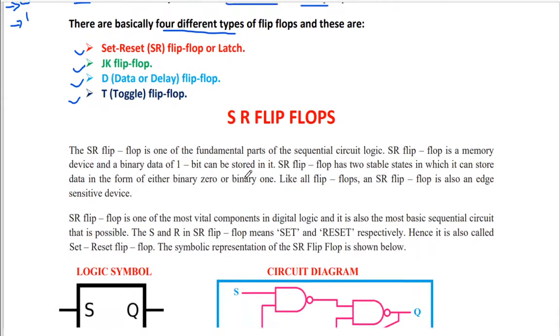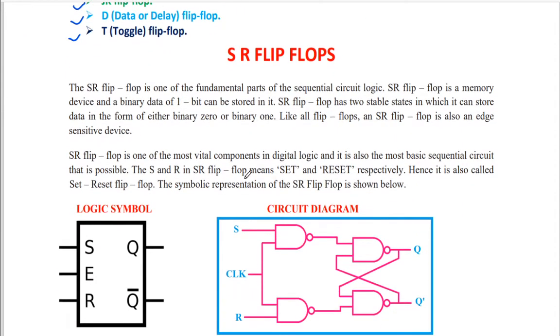So let us start with the first flip-flop, that is the SR flip-flop. The SR flip-flop is one of the fundamental parts of a sequential logic circuit. It is a memory device and binary data of 1 bit can be stored in it, where the data can be either 0 or 1. The SR flip-flop has two stable states in which it can store data in the form of either a binary 0 or a binary 1.